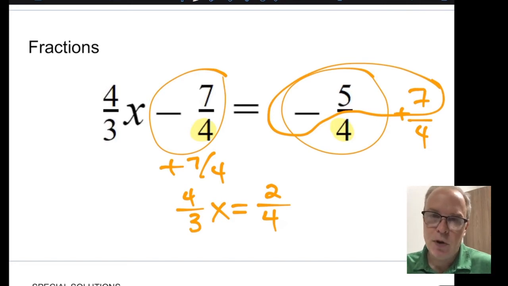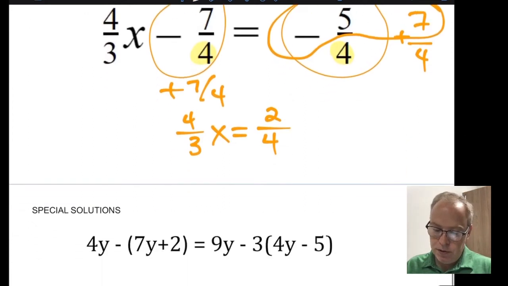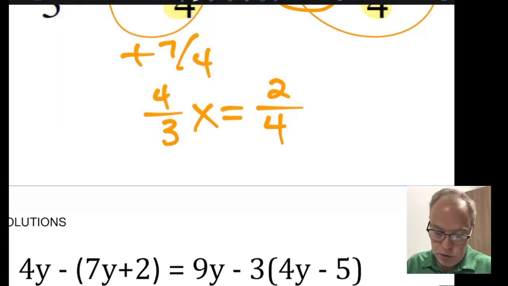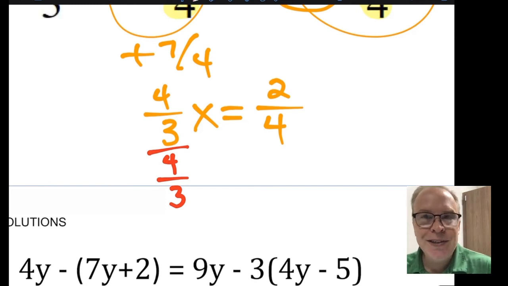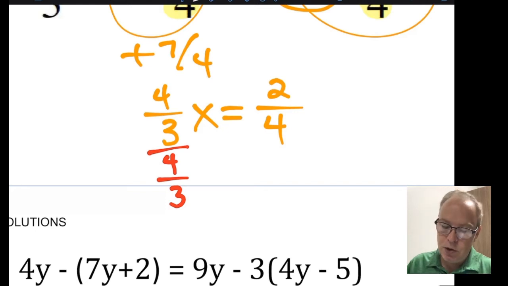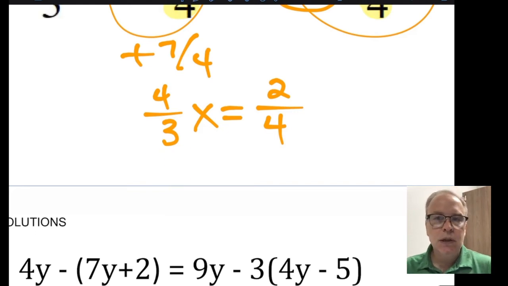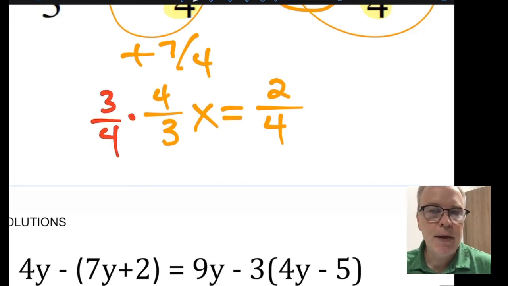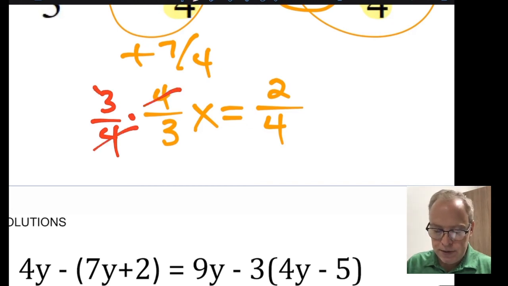Now don't freak out on me, we're almost there. Our goal is to get rid of the 4/3. I'm going to give myself a little more room here. Now let me show you something that's really confusing. Don't do this. Divide by 4/3. Oh my goodness. That looks insane. And it confuses even me, so I don't want it to confuse you either. So instead of dividing by 4/3, we are going to multiply by the reciprocal. We're going to flip it over and multiply. Multiply by the reciprocal because then everything gets canceled and x is by itself.